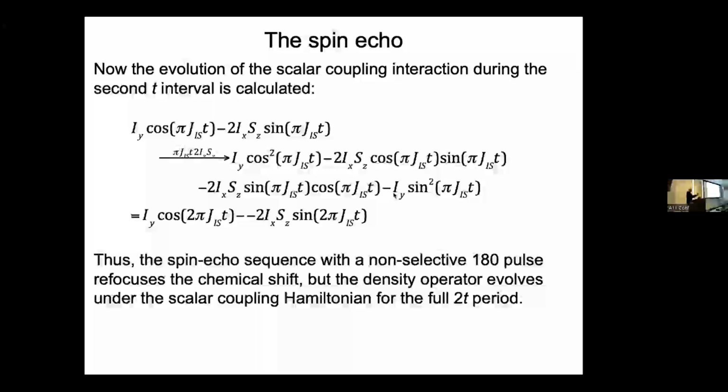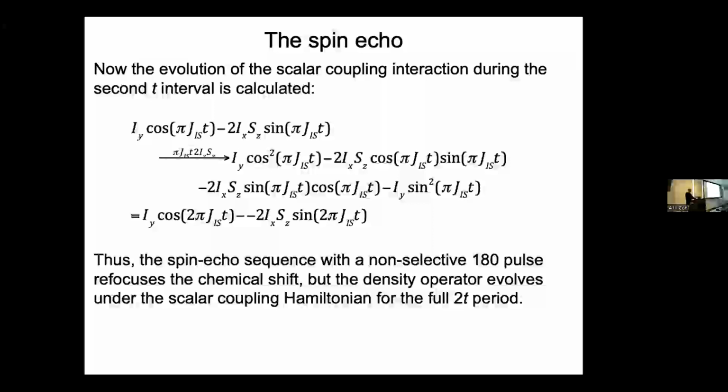The antiphase doublet rotated back to an in-phase doublet. The in-phase doublet rotated out to an antiphase doublet. And again, I apply trig identities, and my final answer is that my initial minus Iy term rotated at the end of the spin echo. I had Iy modulated by the cosine of the J coupling for 2t. The J coupling evolved for both the first t and the second t.